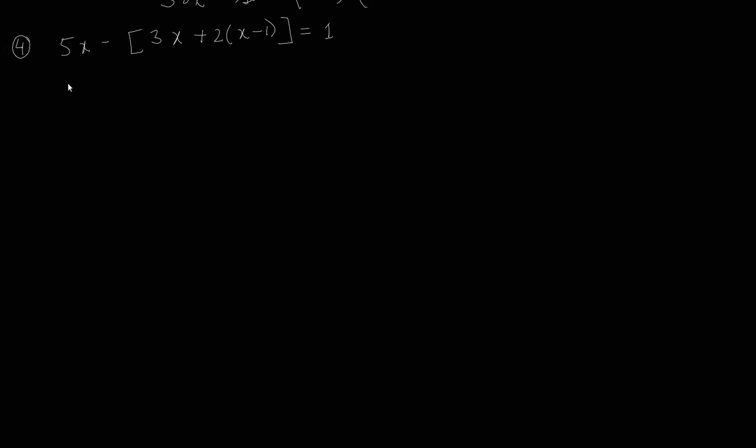So let's simplify a little bit. I have 5x, which is fine. Now, implicitly I have a 1 here. So negative 1 multiplied by 3x is what? Negative 3x.